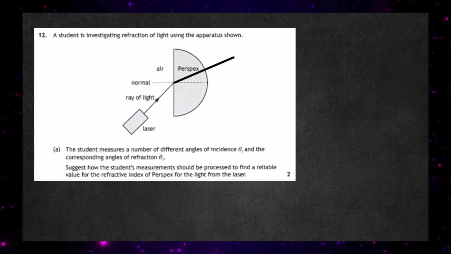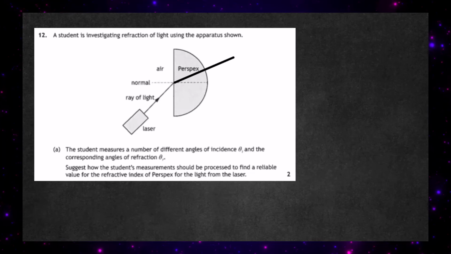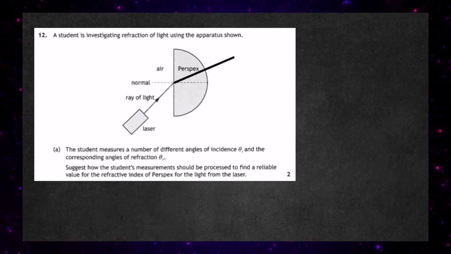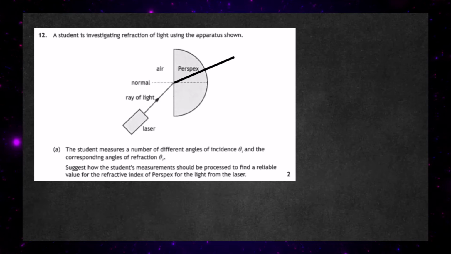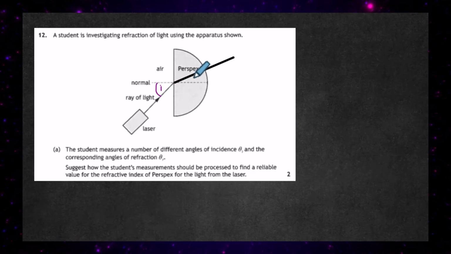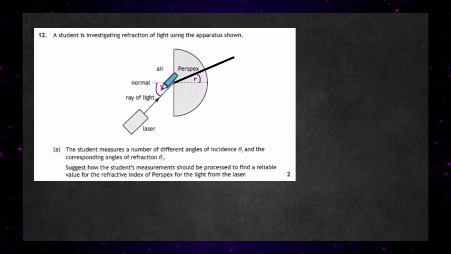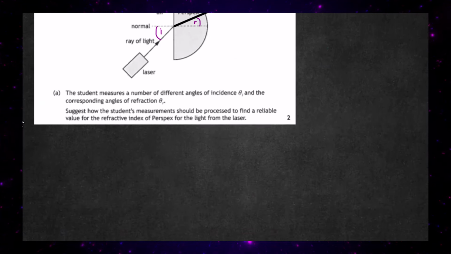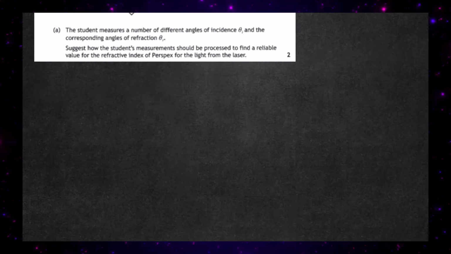Now we've got to suggest how the student's measurements should be processed to find a reliable value for the refractive index of perspex for the light from the laser. Well, you would measure the angle of incidence here, that's angle I, and that would be the angle of refraction R, always between the ray and the normal. And you take a series of measurements of angle I and angle R for different incident angles, and you'd end up with a table like this.